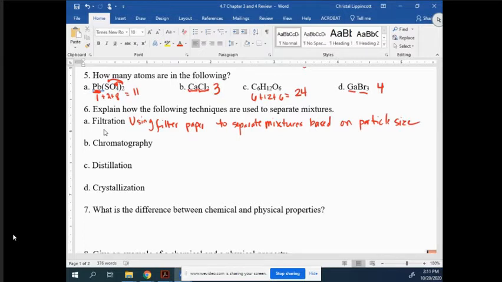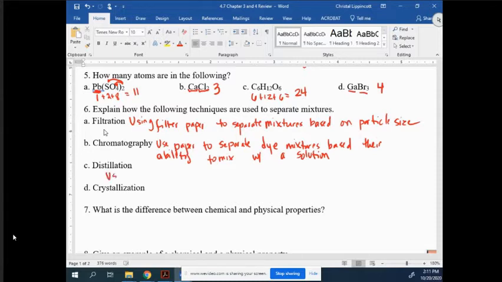Chromatography then, we are going to use chromatography paper to separate dye mixtures based on their ability to mix with a solution.